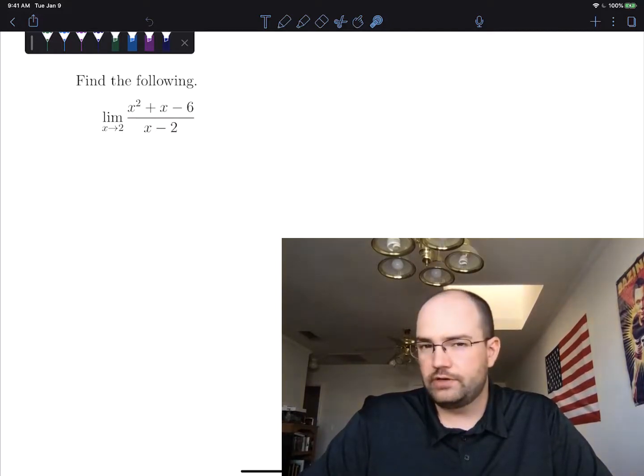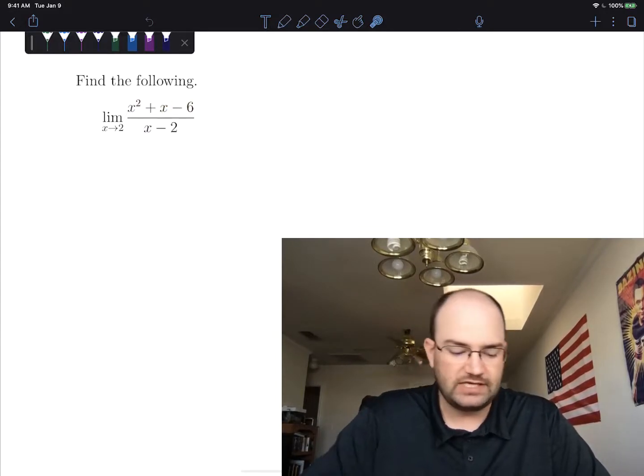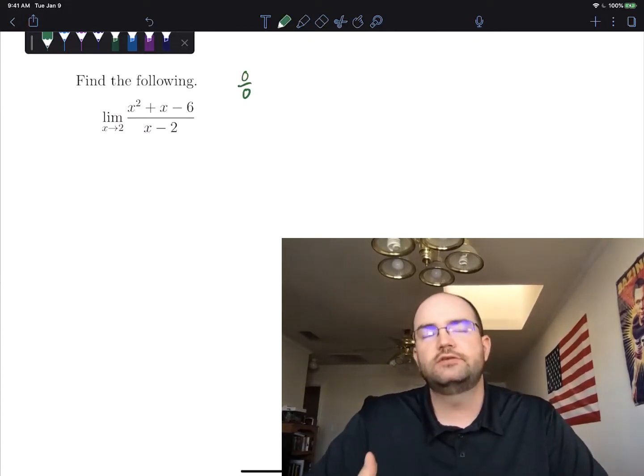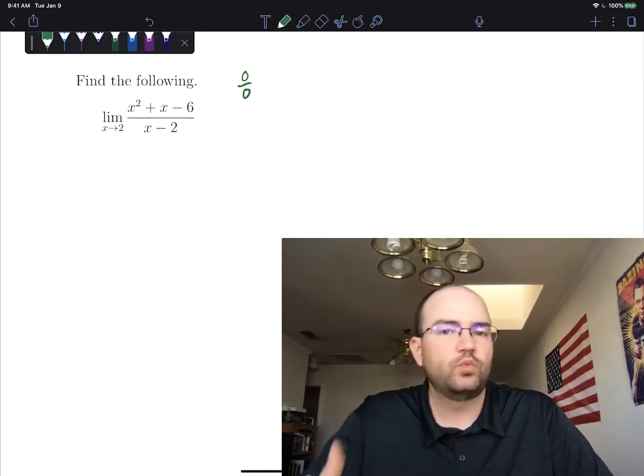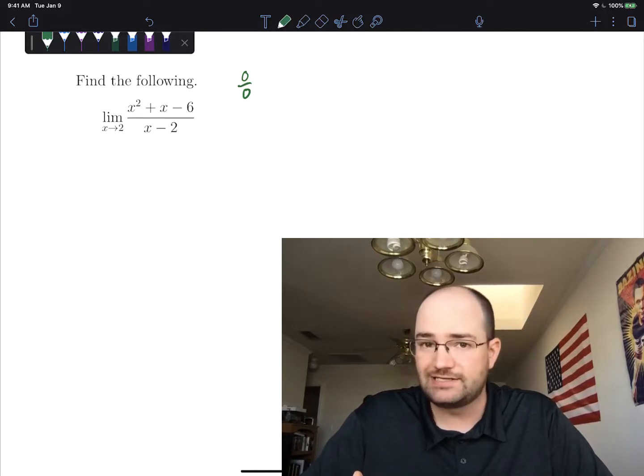Now, something kind of weird happens as well, though. Plug in 2 in the numerator: 2 squared is 4, plus 2 is 6, 6 minus 6 is 0. So we get 0 over 0. Anytime you get 0 over 0, you should think to yourself that something weird is happening. And the reason that something weird is happening here is because this limit does in fact exist.